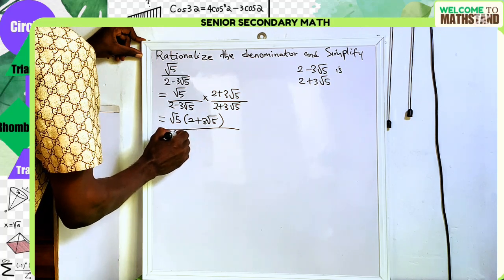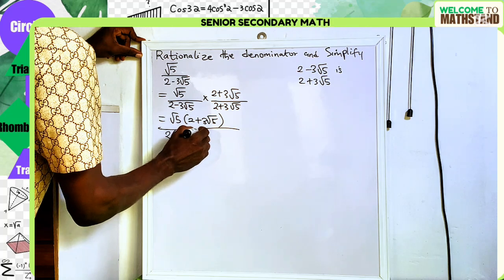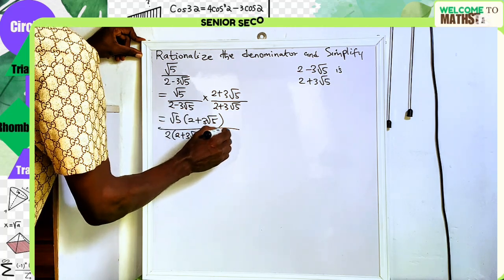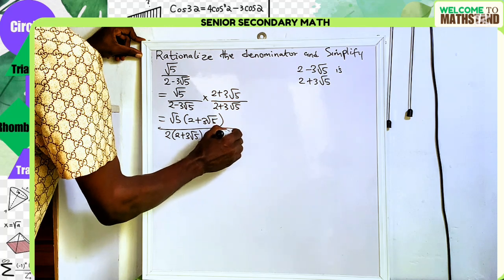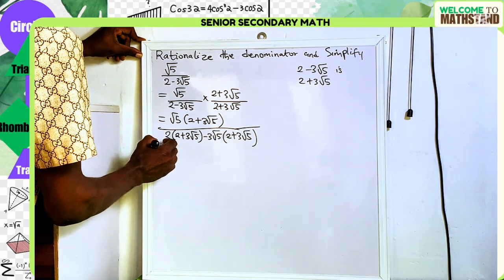In the denominator, open bracket 2 minus 3√5, use this other one, 2 plus 3√5, to multiply everything here. I hope you are following.